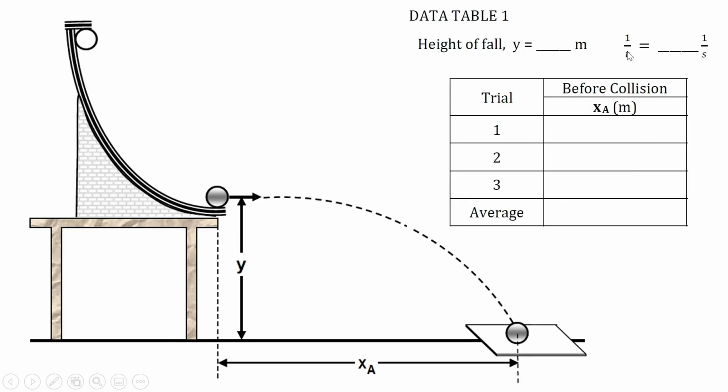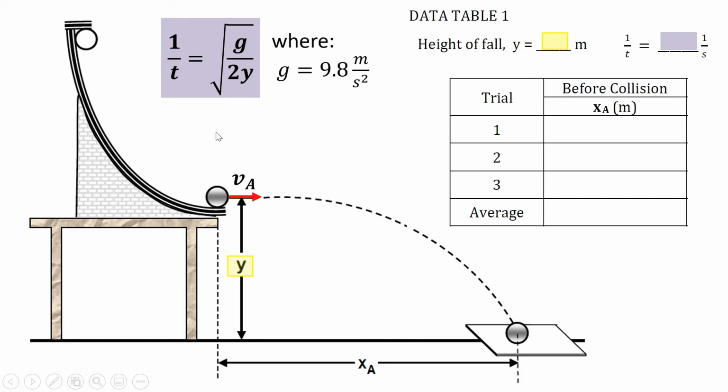So to determine the time of our velocity, we have to use the height of the fall, which is the Y. And to get Y, we will just measure it. So that is, we have to measure this height from the center of the ball to the ground. And we will use this formula to get 1 over t. This is just the same as our previous formula, which is t is equal to the square root of 2y over g. So this time, we will use 1 over t, which is just equal to the square root of g over 2y. And remember, g is just equal to 9.8 meters per second squared.